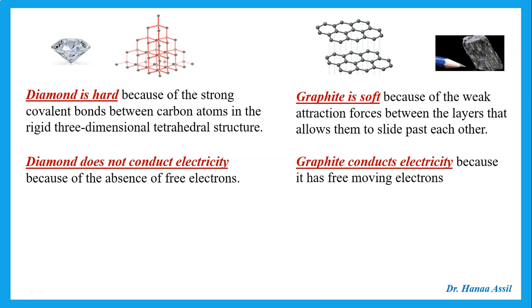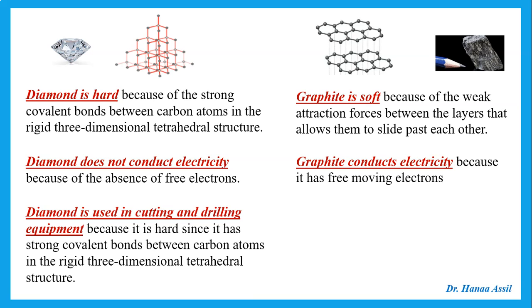But graphite, if you remember, we said each carbon is covalently bonded to 3 carbons. Carbon has 4 electrons in its outer shell. It used only 3 of them. So each carbon has 1 free electron floating around. So graphite conducts electricity because it has free moving electrons. What is the use of each of them?